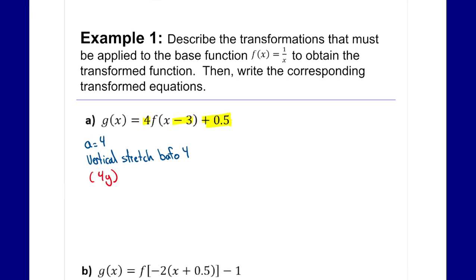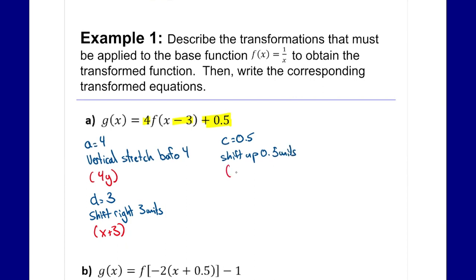We have a d value of +3, which is the opposite of what we see. So with a d value of +3, we shift right 3 units. And what's happening to our values? In this case, we're adding 3 to our x values. And then lastly, we have our c value, which is 0.5. So that means we shift up 0.5 units.